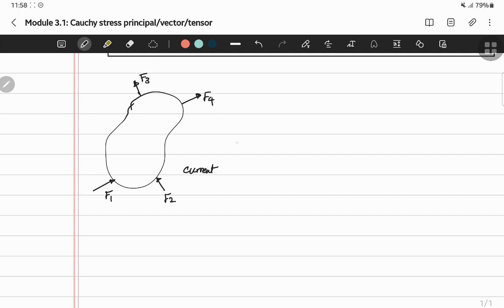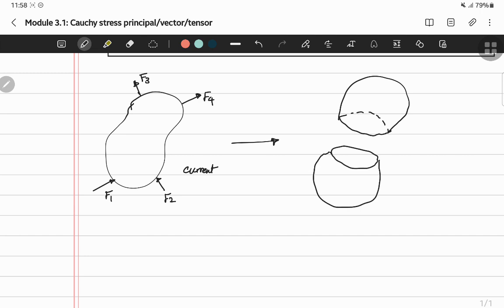Let's assume that we basically divided this into two parts, into two halves. So we have one half in here, and we have the other half in here. And this is F1, F2. For example, this is F4, and this is F3.